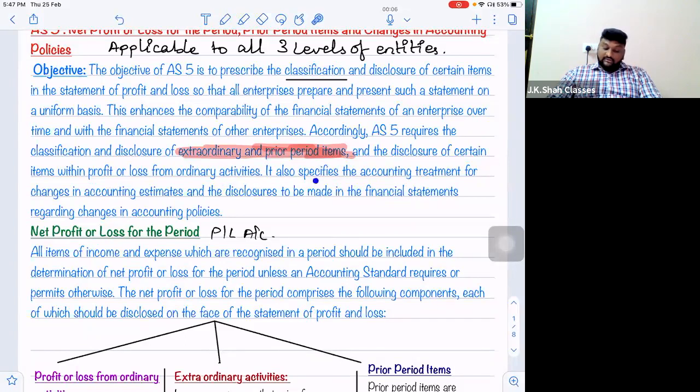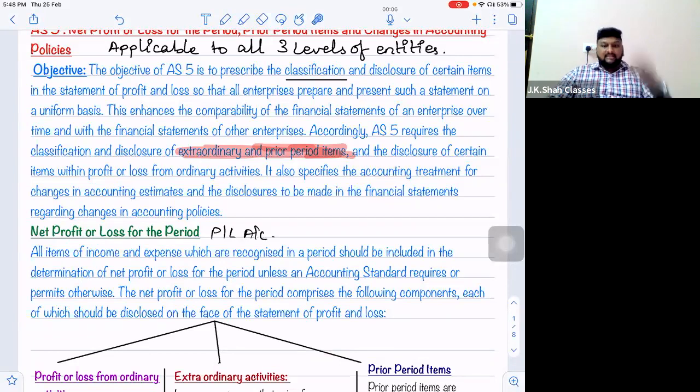It also specifies the accounting treatment for changes in accounting estimates and the disclosures to be made in the financial statements regarding changes in accounting policies. Now, disclosures to be made in the financial statements regarding changes in accounting policies I've already covered in AS1. I will revise it once again. But the new thing for you is the accounting treatment for changes in accounting estimates. So here first we will be learning what accounting estimates are. Can these estimates be changed? And if these estimates are changed, what should be the treatment? Means treatment as in where it should be classified, as an ordinary item or as an extraordinary item. That is what we are going to learn over here.